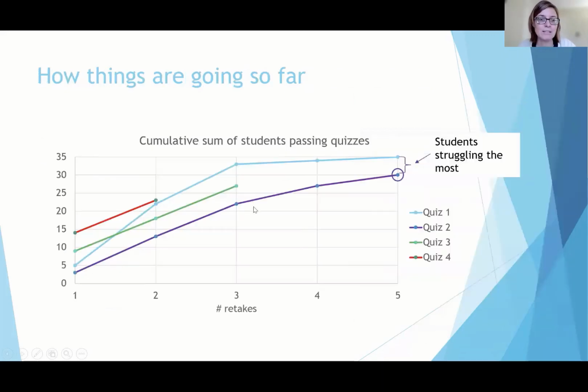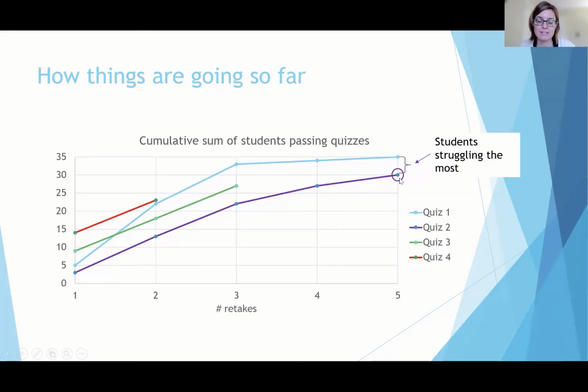This is a plot of how things are going so far in terms of passing quizzes. This was the situation on Tuesday. I had given 4 quizzes up to that point, and I marked how many students passed each retake. I have 35 students in the class. You can see that after 5 retakes, everybody had passed quiz 1.